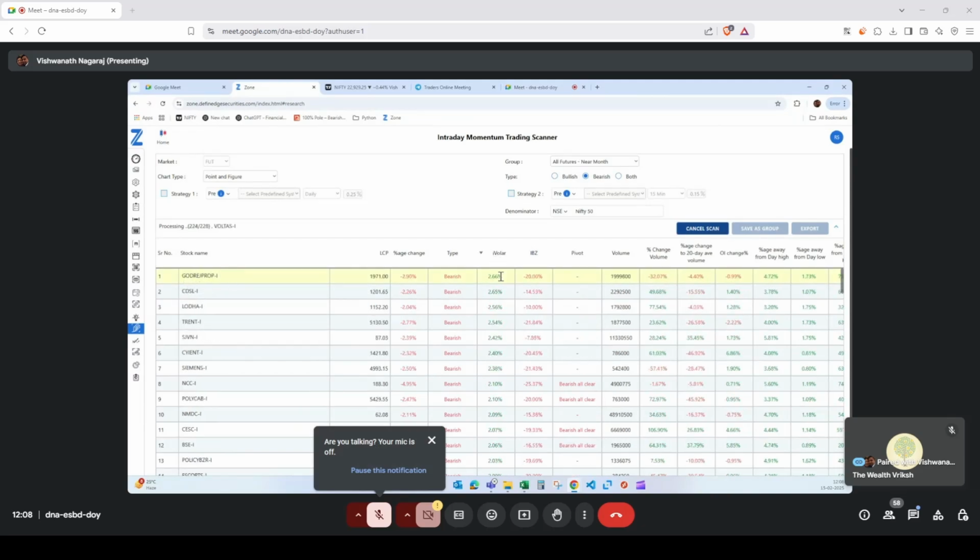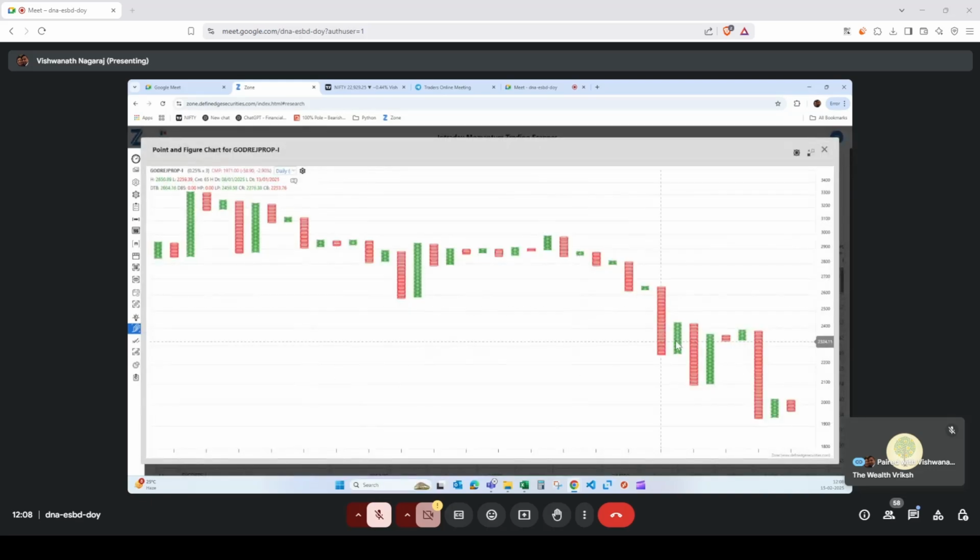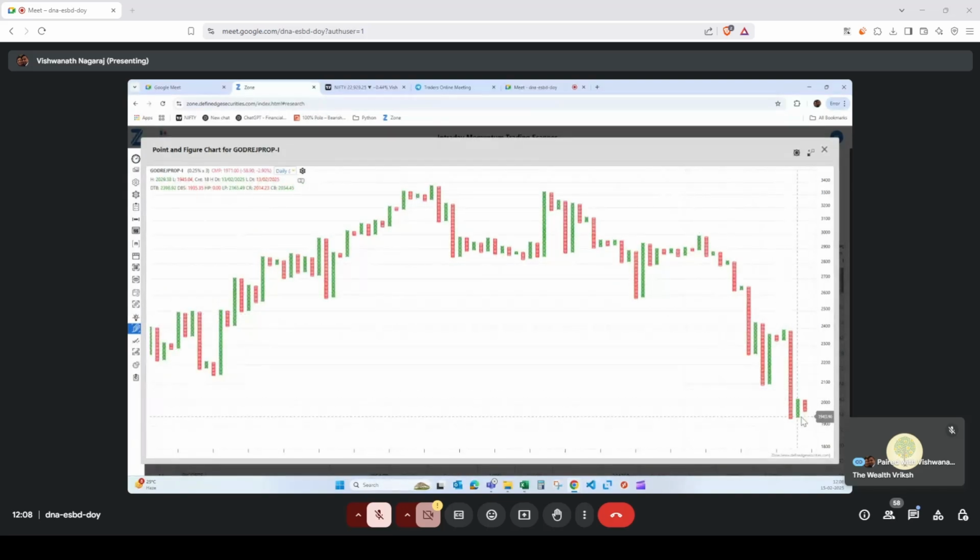Godrej Properties, it has the best iVolar. Let's just have a quick look at it. This looks a good entry, a double bottom sell. Your stop loss is going to be small. It is intraday volatility adjusted returns, right? Please go back and have a look at it.